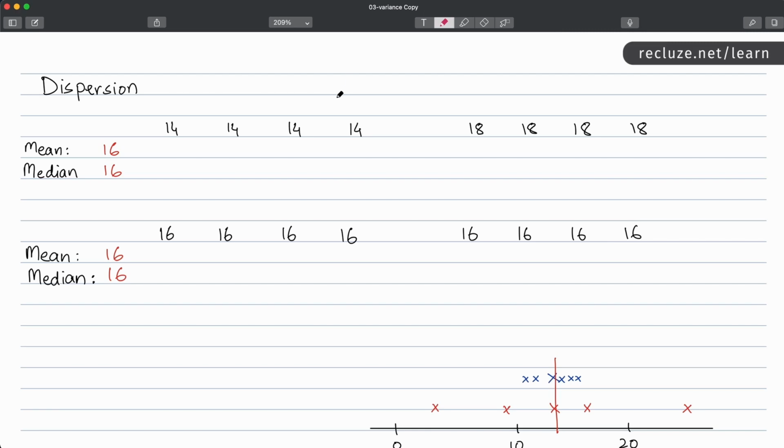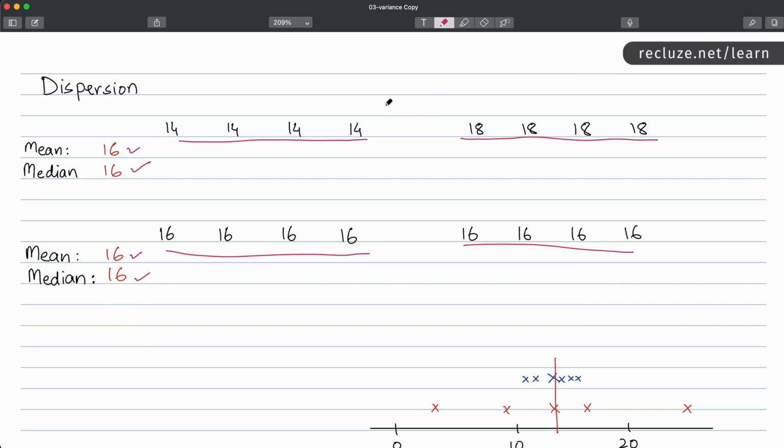So consider these two data sets, one in which we have 14, 14, 14, 14, 18, 18, 18, 18, and another data set in which we have all 16s. If you calculate their mean and their median, they both come out to 16. Now the problem is, if you were representing the data only using either mean or the median, you would see that these two data sets are the same. Whereas you can see just by looking at the data that they are quite different from each other.